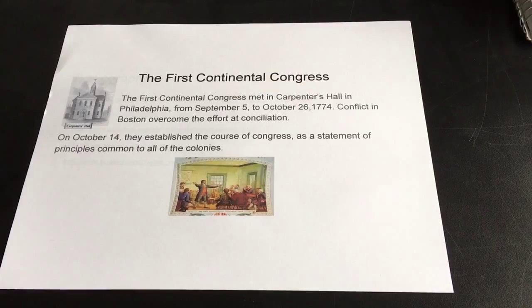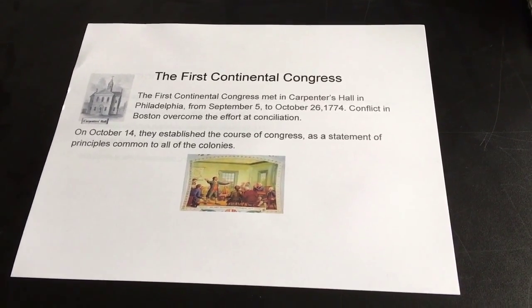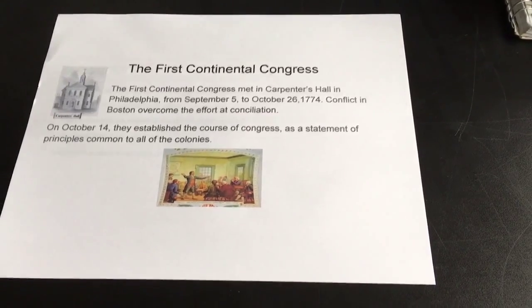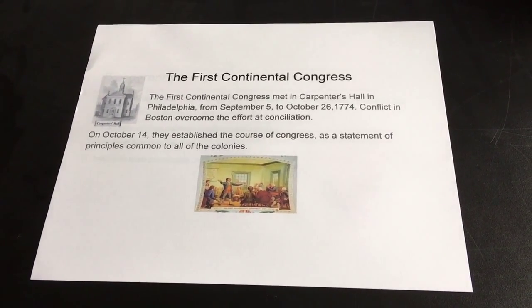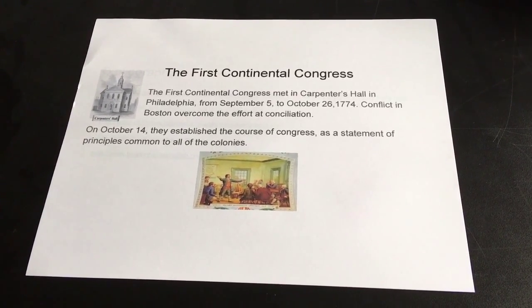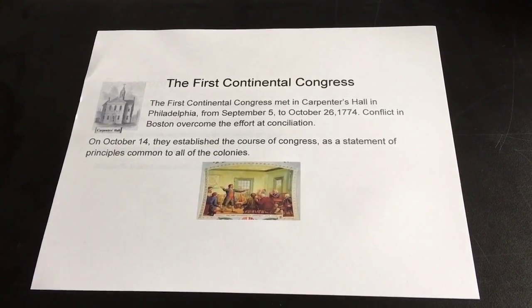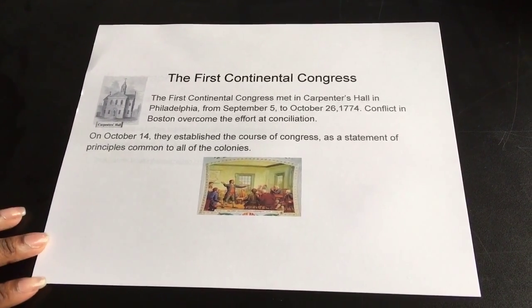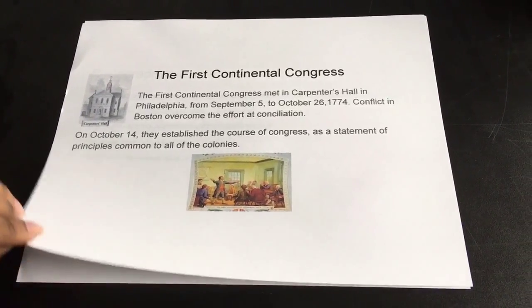On October 14th, the Declaration resolved and established the course of the Congress. As a statement of the principles common to all of the colonies, Congress voted to meet again the following year if grievances were not attended to by England. It was to become effective on December 1st, 1774, unless Parliament should rescind the Intolerable Acts.